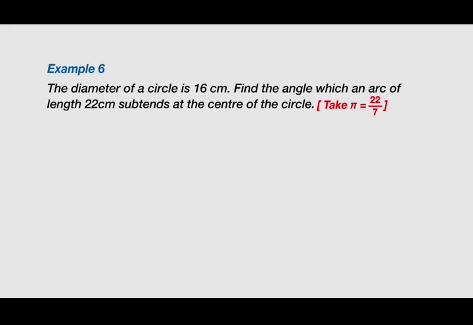Example 6. It says the diameter of a circle is 16 centimeters. Find the angle which an arc of length 22 centimeters subtends at the center of the circle. And take pi to be 22 over 7. In this question, we want to find theta. We are given that S is equal to 22 centimeters and D is equal to 16 centimeters.